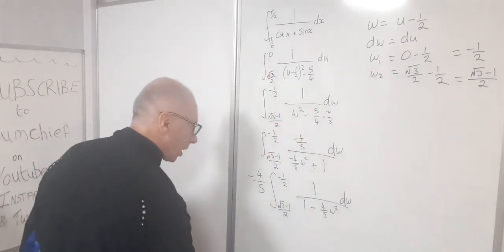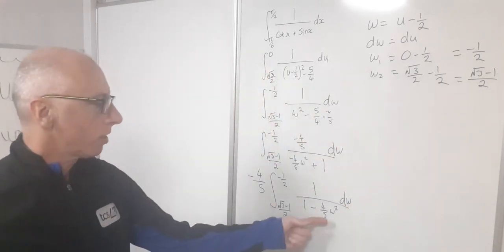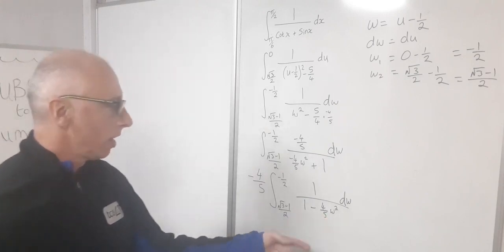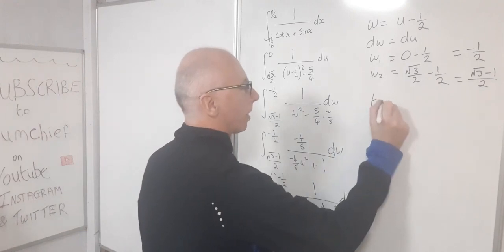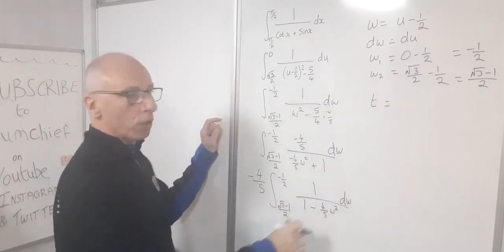So let's pick another letter. X, Y and Z I don't like using, so let's go the other way down the alphabet. Let's pick a T. So let T equal 4/5 w squared.